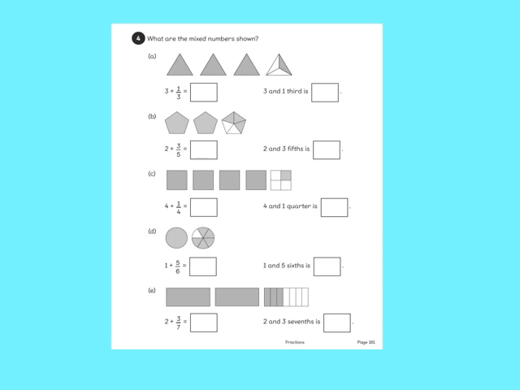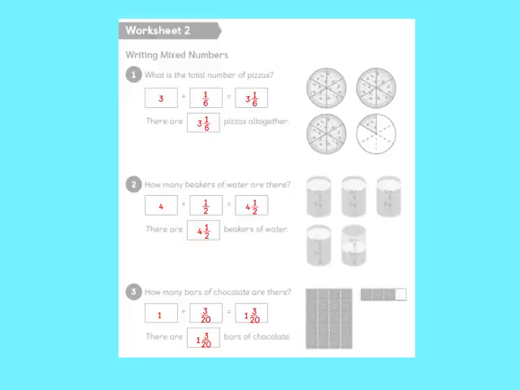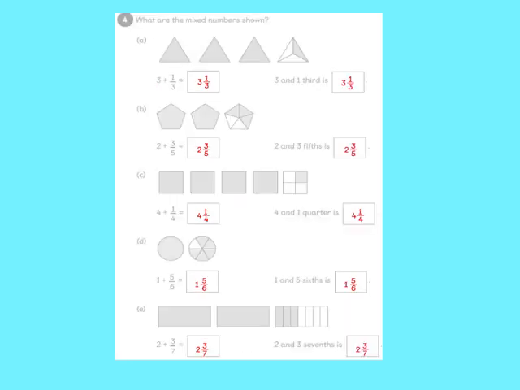This is the second part of the worksheet, or question 4, and again you have pictures to help you, and you're just putting the wholes and the fraction together to write your mixed numbers. So here are the answers to questions 1, 2 and 3. And here are the answers to question 4.